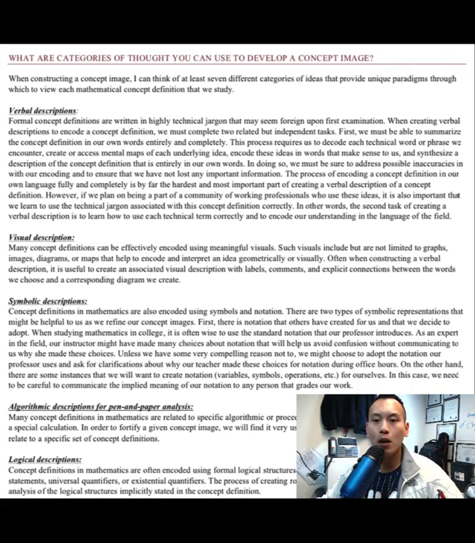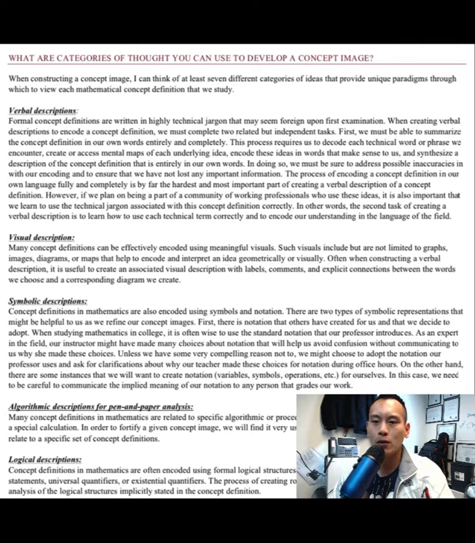Thirdly, we have symbolic descriptions. Concept definitions in mathematics are also encoded using symbols and notation. There are 2 types of symbolic representations that might be helpful for us to refine our concept images. First, there is a notation that others have created for us and that we decide to adopt. When studying mathematics in college, it is often wise to use the standard notation that our professor introduces.